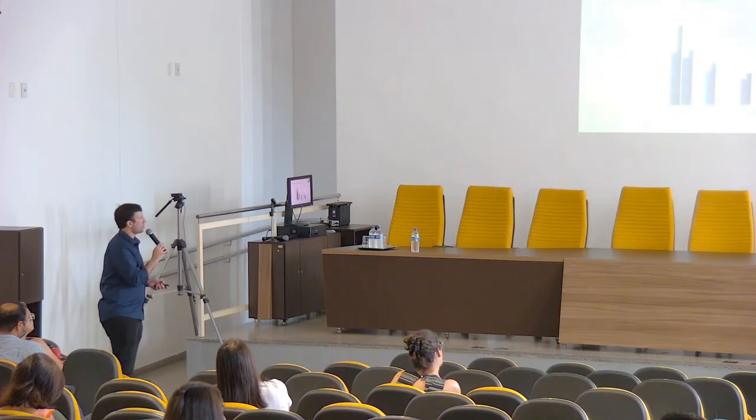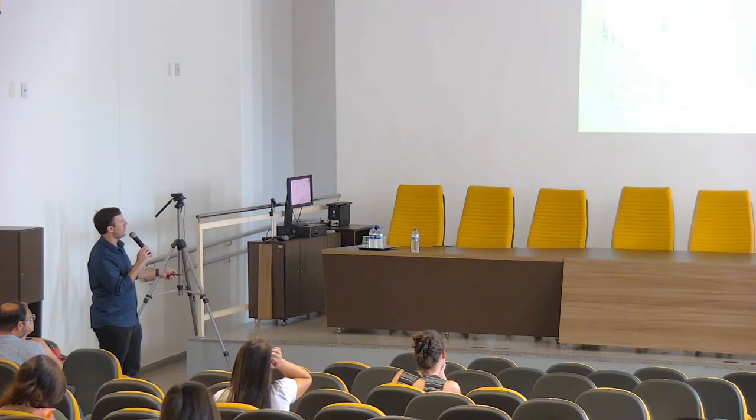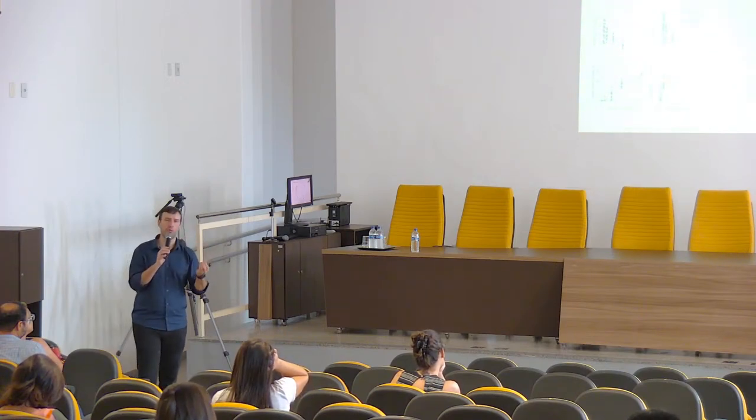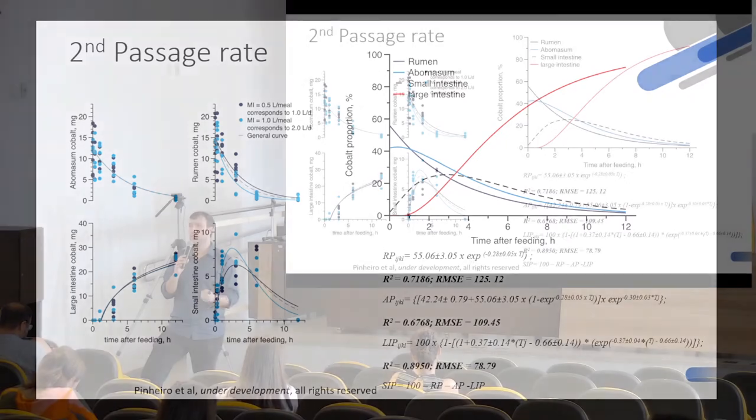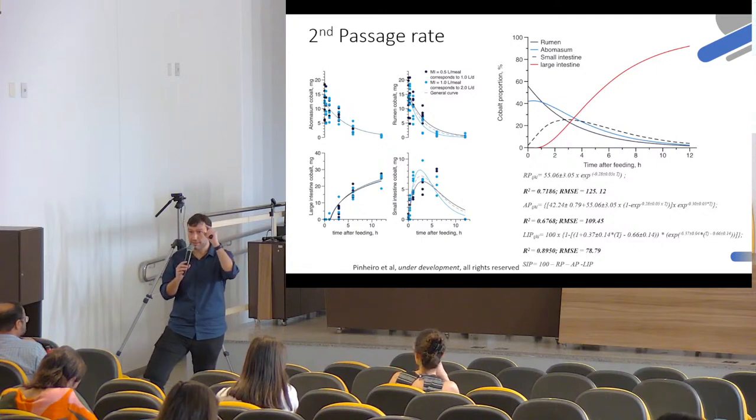Okay? Also, we established the passage rate of those, and we used cobalt, because cobalt is a classic marker for the fluid phase, liquid phase. As we slaughter over time, again, you see a lot of variation. It's natural. Those are not the same animals, okay? We slaughter them over time, so those were different animals. But you do see a very clear trend in the abomasum, in the large intestine appearance, in the small intestine here, and the rumen. So with that, we establish the passage rates of each compartment. So now we have how much milk is leaking to the rumen, the rumen pool, and the data from the passage rate. There's only one piece of information left we need to determine microbial protein, which is how much bacteria is in that fluid.